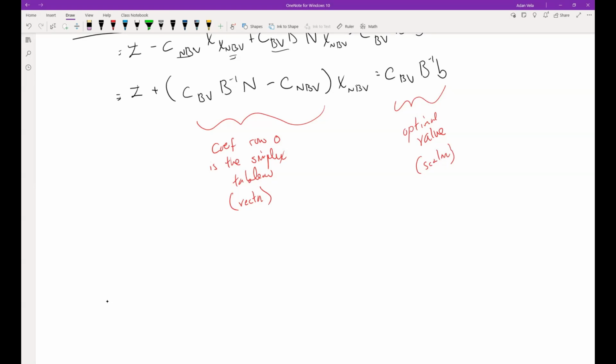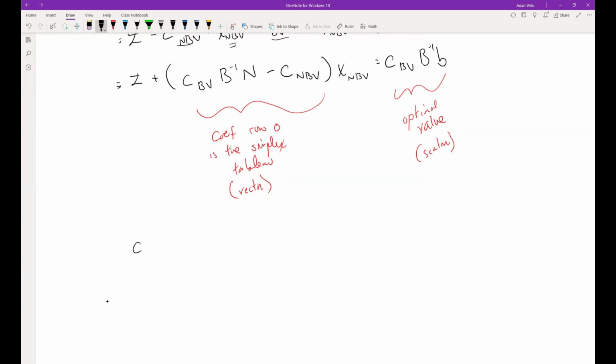Okay. So one thing that we can do is we can sort of focus in on an individual variable. Okay. And so what does this sort of look like? What do I mean by that? Well, if we have CBV, that's not going to change. B inverse. But let's say I want to look at what's the coefficient for the ith variable of the table, right?